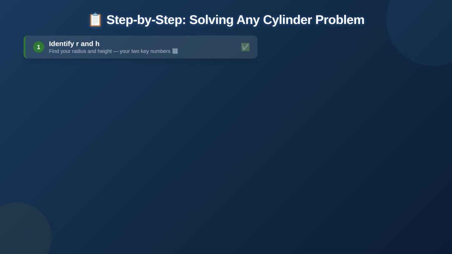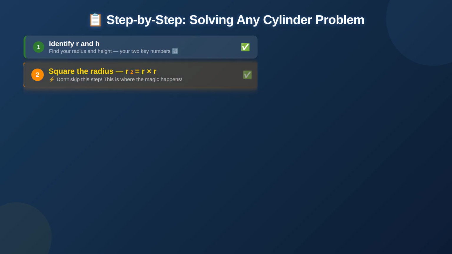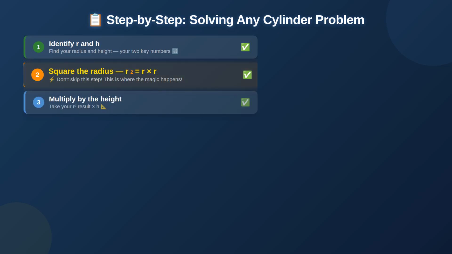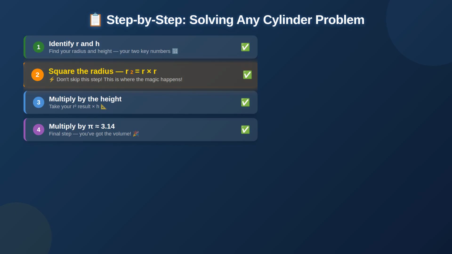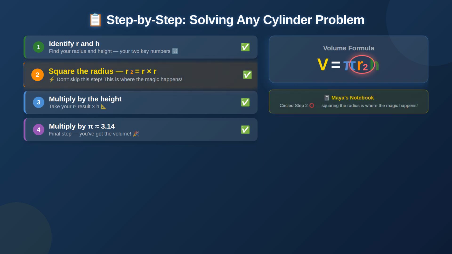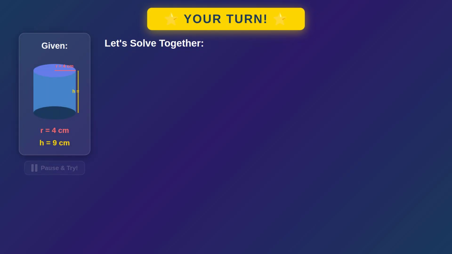Let's lock in our process so you can solve any cylinder problem with confidence. Step 1, identify your radius and height. Those are your two key numbers. Step 2, square the radius. Multiply it by itself. Don't skip this step. Step 3, multiply that result by the height. Step 4, multiply everything by pi, which is approximately 3.14. Follow these steps every single time, and you will not go wrong. Maya writes this checklist in her math notebook and circles step 2 because squaring the radius is where the magic happens.